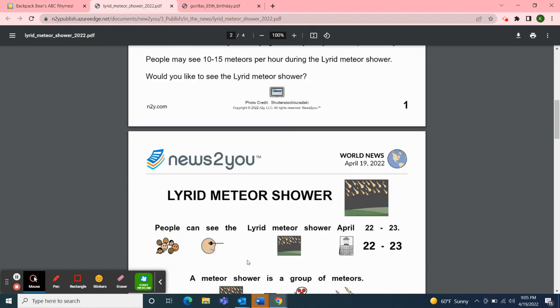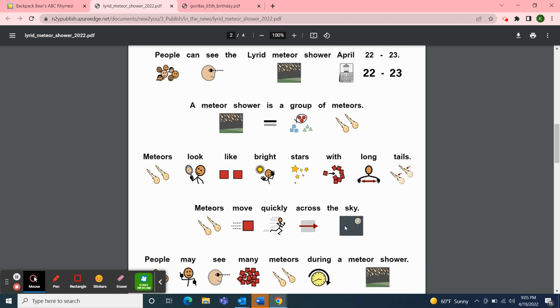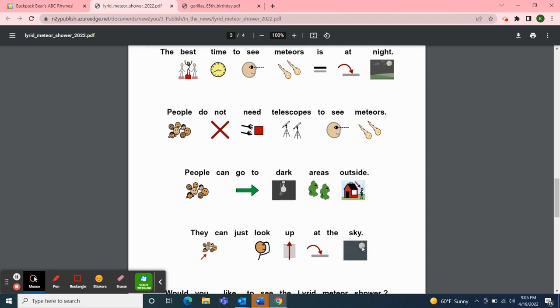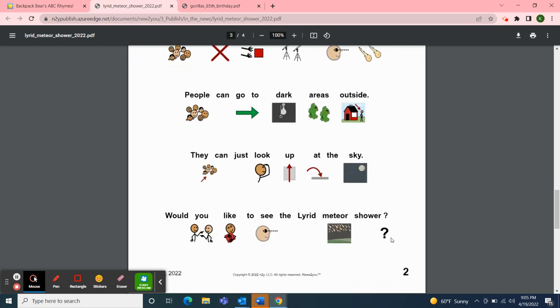Oh, I would. Here's the article, same article. This time we have pictures with the words. Lyrid meteor shower. People can see the Lyrid meteor shower April 22nd through the 23rd. A meteor shower is a group of meteors. Meteors look like bright stars with long tails. Meteors move quickly across the sky. People may see many meteors during a meteor shower. The best time to see meteors is at night. People do not need telescopes to see meteors. People can go to dark areas outside. They can just look up at the sky. Would you like to see the Lyrid meteor shower?